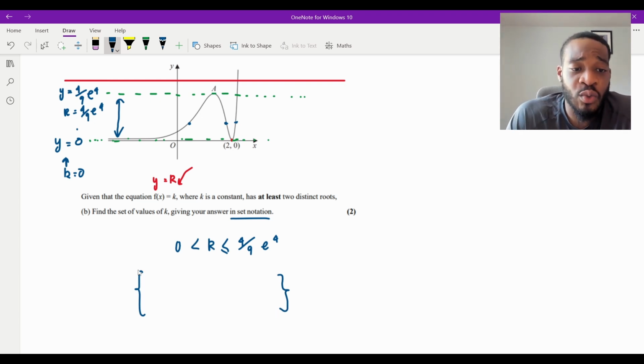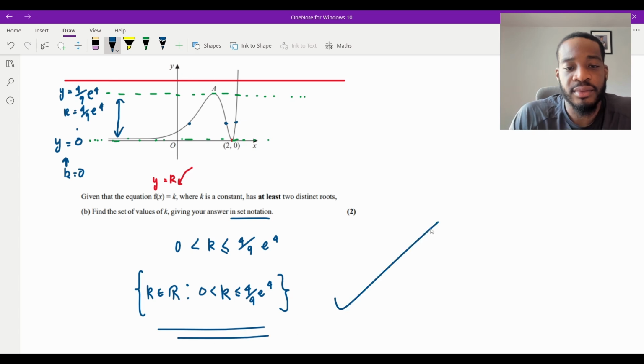K can be anything, so we're going to say it's an element of the reals. And then you put a colon here, such that, and now you want to put your inequality in, such that k ranges between 0 and 4/9 e to the 4 inclusive. And that's it. That is your answer.